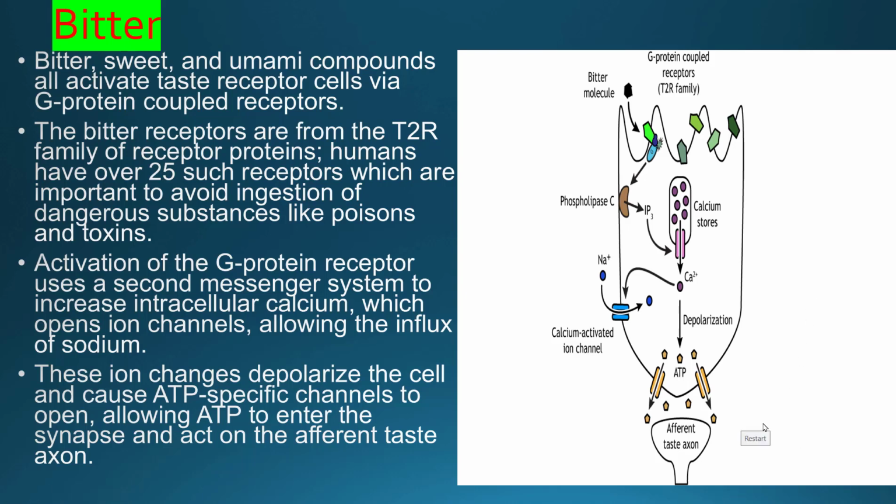Here you can see this is the G coupling protein. When it is activated, the alpha component is detached and it produces a second messenger, which is called phospholipase C or IP3. This IP3 acts on the endoplasmic reticulum and opens the calcium channel, and calcium is released from the endoplasmic reticulum to the intracellular fluid, and it also opens the sodium channel. This calcium causes activation of the ATP channels and opens them, and ATP is released on the afferent axons, and in this way bitter signals are sent to the higher centers.